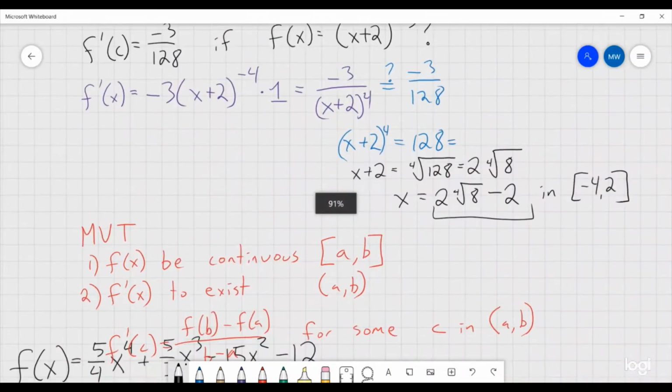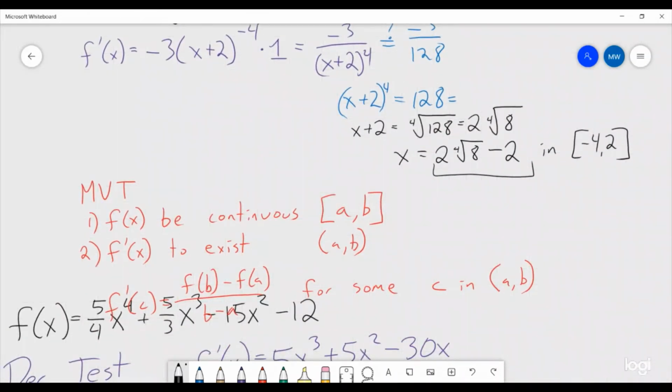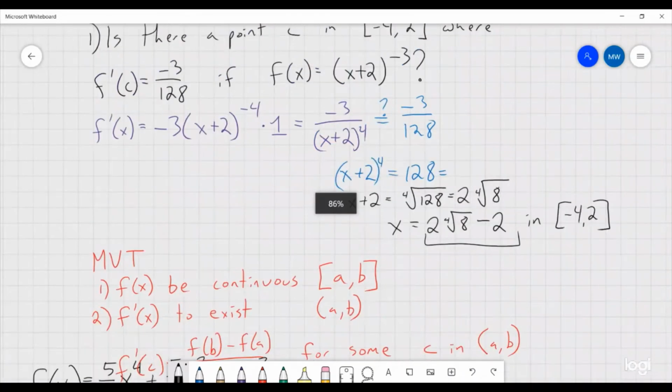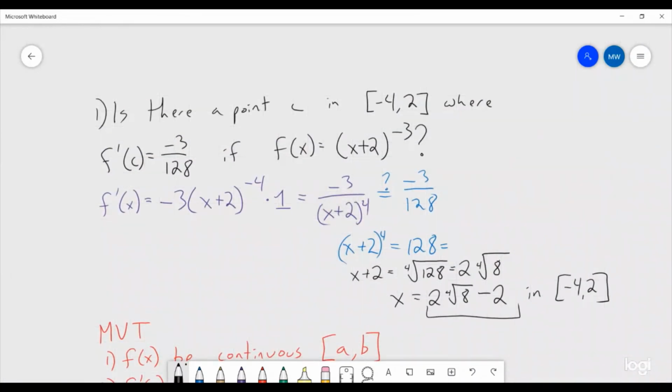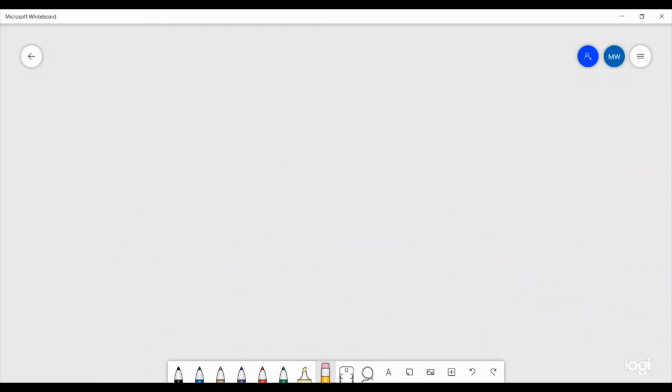Because first off, f of x, whoops, how on earth did that end up there? So first off, f of x is not continuous on this entire interval. So that means that the mean value theorem doesn't even apply. However, even though the mean value theorem doesn't apply, this is still going to be something that can happen. It's just that the mean value theorem doesn't guarantee that it exists. Now, let's do something slightly different, still going to be with the mean value theorem.